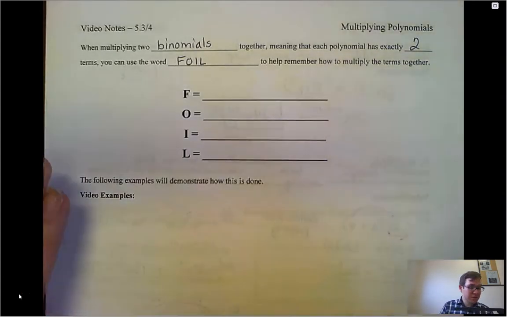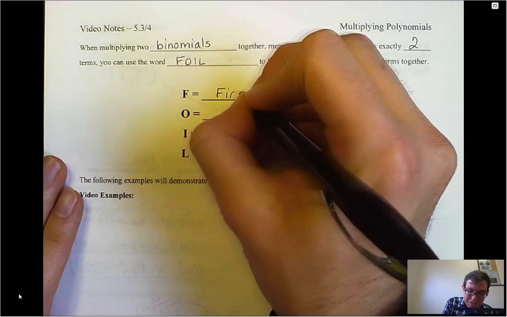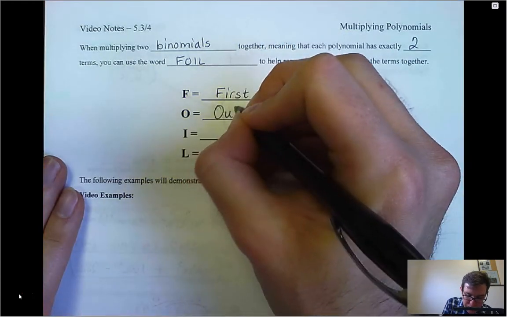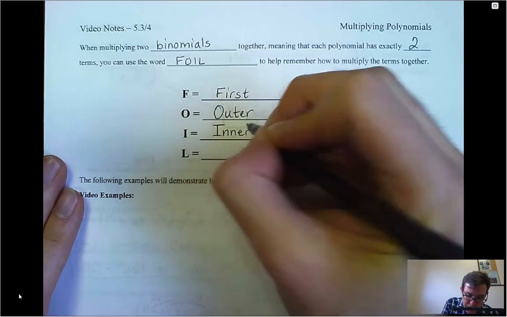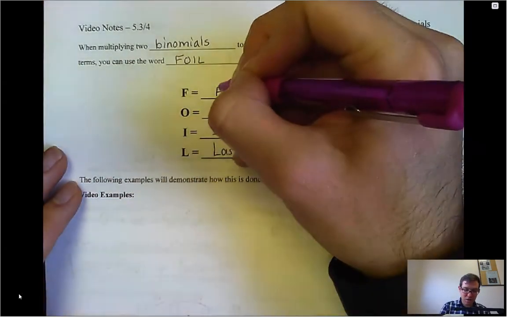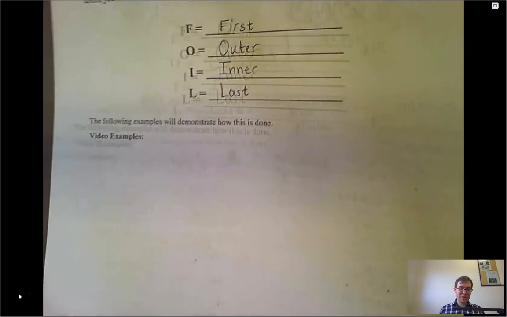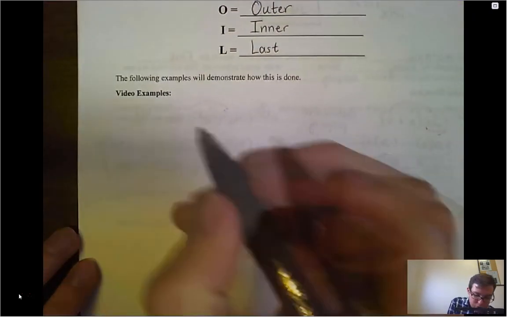So F means first, O is outer, I stands for inner, and L stands for last. You'll see that all of the letters spell out the word FOIL. So let's use a couple of examples, kind of like what we did earlier, that show how this FOIL method really works. We'll just do one example here.